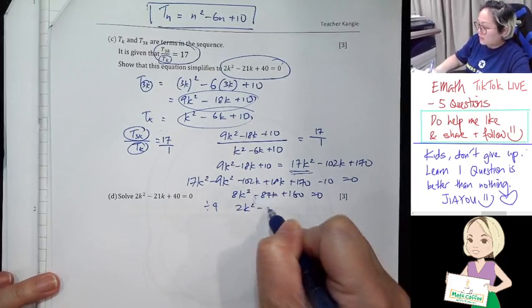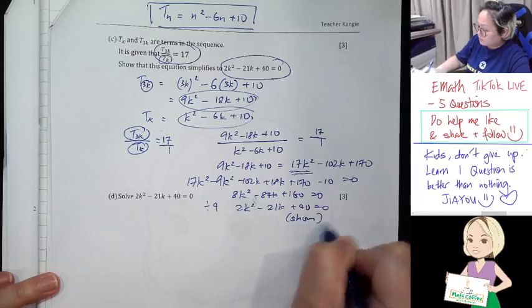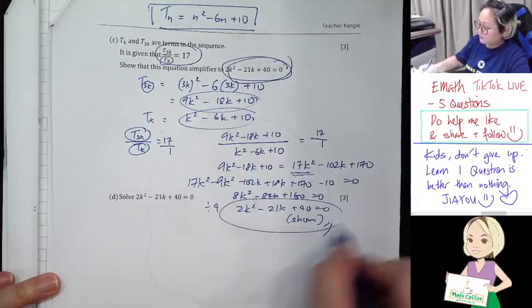2K square minus 21K plus 40 equals 0. Shown. Here. Ta-da! Done.